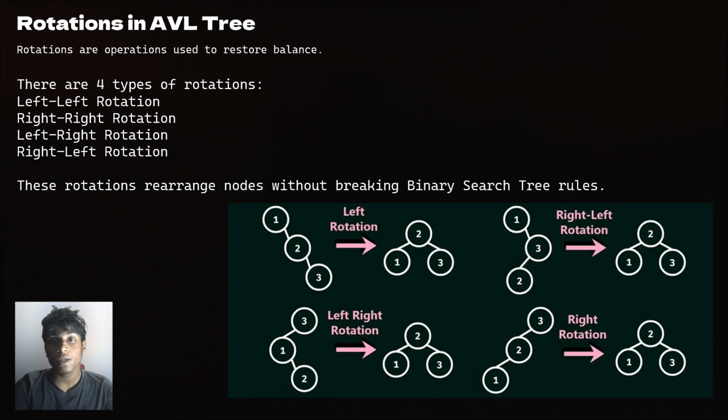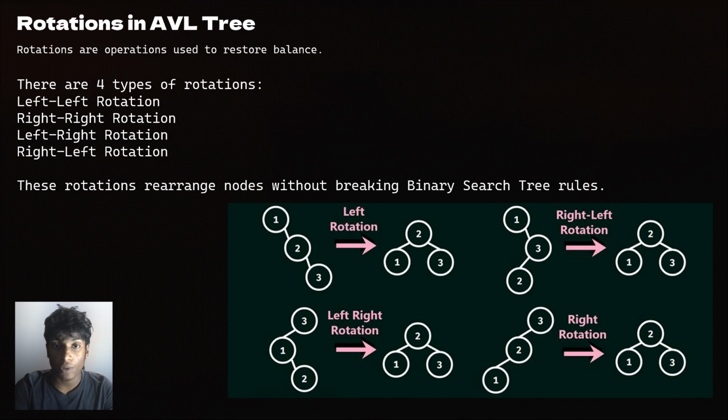Now I will explain rotation in AVL tree. Rotation is a special operation used to restore balance when the tree becomes unbalanced after insertion or deletion. In an AVL tree, there are four main types of rotations. The first is a left rotation, the second is right rotation, the third is left-right rotation, and the fourth is right-left rotation. Each rotation is used depending on where the imbalance happens in the tree.